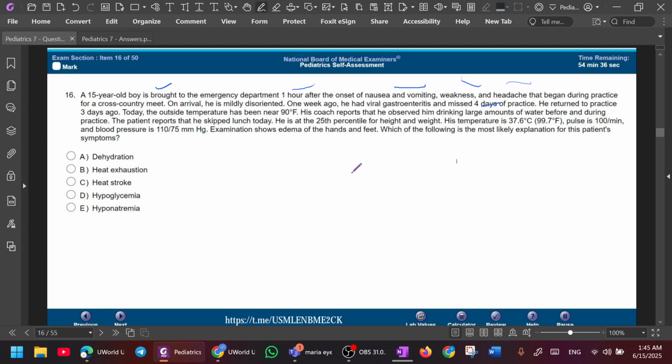His temperature is 37 degrees Celsius. Pulse is 100 per minute. Blood pressure is 100 by 75. Examination shows edema of the hands and the feet. Which of the following is the most likely explanation of this patient's symptoms?